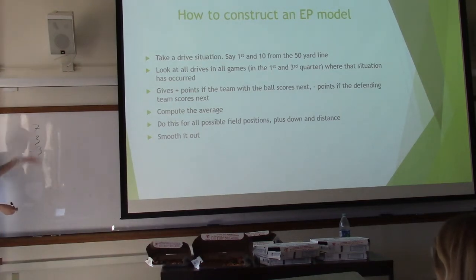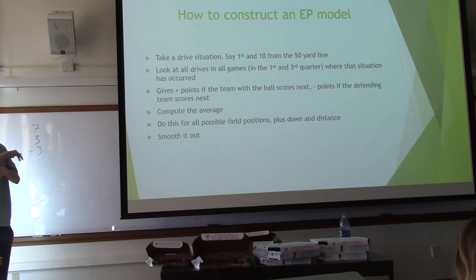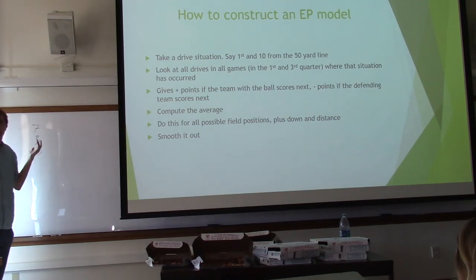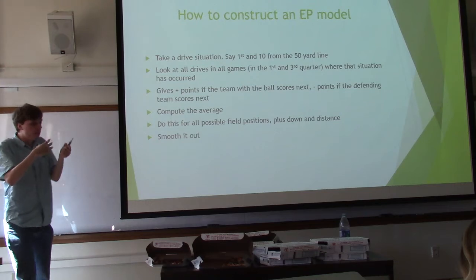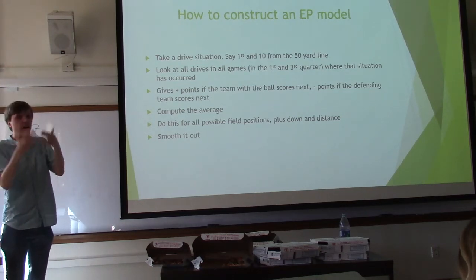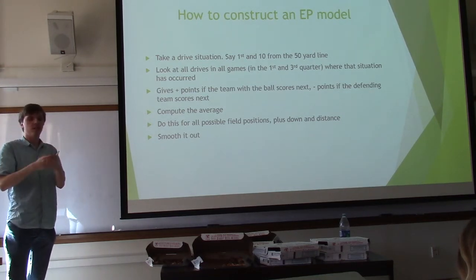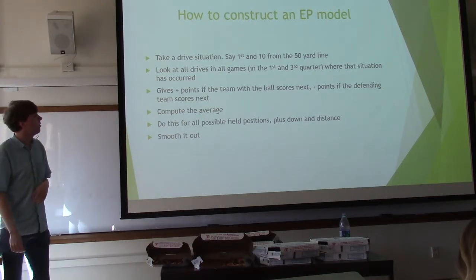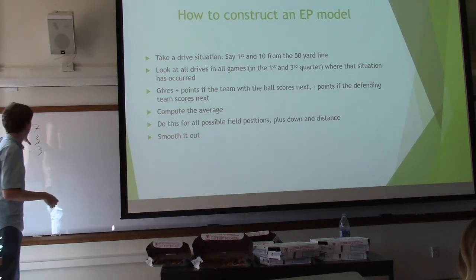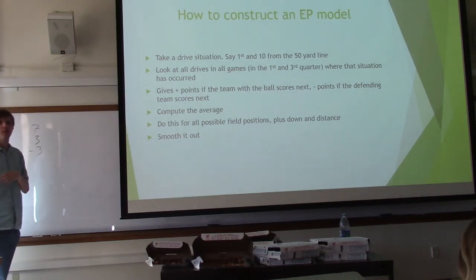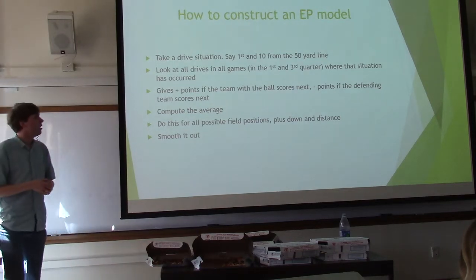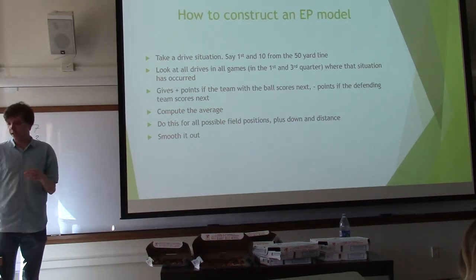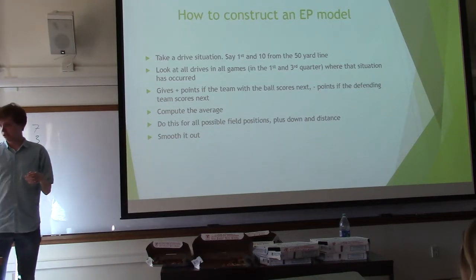And you keep on doing this, and you end up with a column of numbers, right, of the next point total that was scored. Then you sum all those up and divide by the total number that you have. You just average them. And this gives us an expected point value for every game situation given a yard line and a down and distance. And it's always from the perspective of the team with the ball. We count positive points if the team has the ball, negative points if they don't.